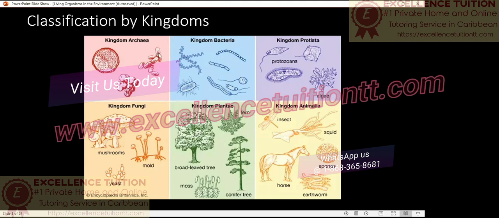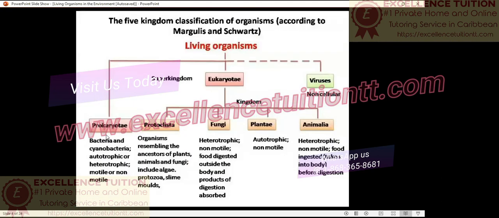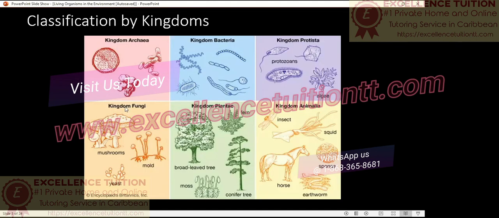These two, kingdom bacteria and kingdom archaea, fall under the prokaryotes, right? As you can see here, it has the protista, which is the algae and the different types of protozoa. And you have kingdom fungi, which is the mushrooms, mold, yeast, and then you have plants and animals. Straightforward, right?